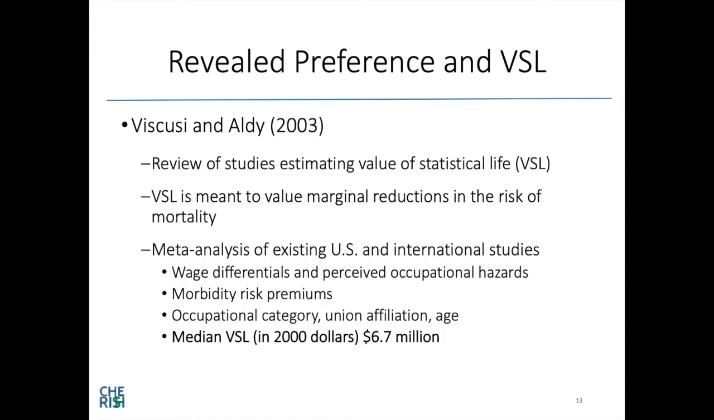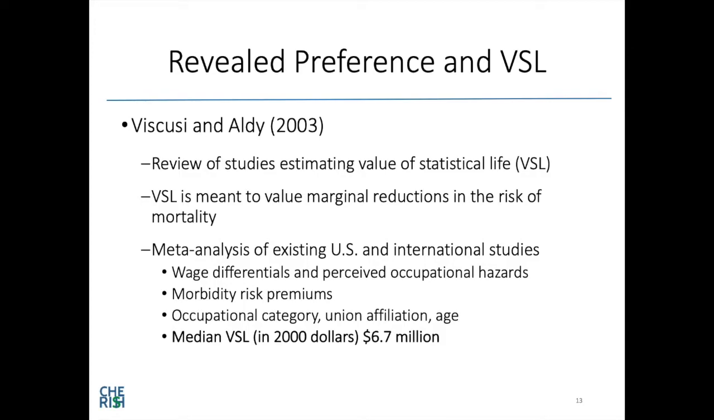Another important study in this area by Viscusi and Aldy was a comprehensive review and meta-analysis of several studies in this field and looked at wage risk trade-offs and types of morbidity risk premiums, such as investing in a home security system, and reported a median VSL of $6.7 million in 2000 USD.